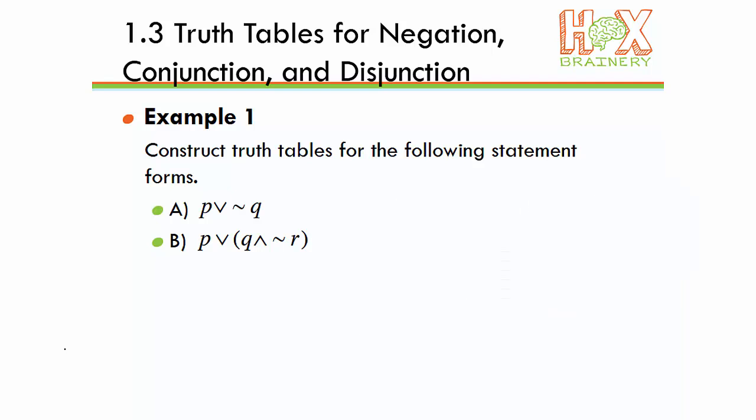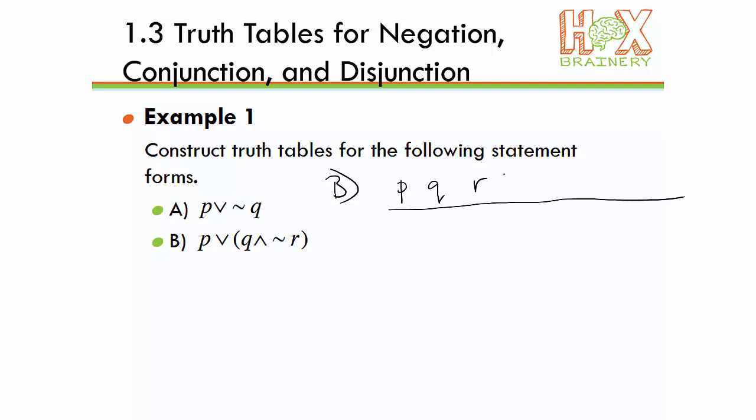So that's how you can read it. The idea here is we're basically building truth tables for more complicated compound statement forms using the three tables that we went over for negation, conjunction, and disjunction. So let's look at part B. Here we've got three simple statements, so we're going to have 8 cases. So we have P, Q, and R.